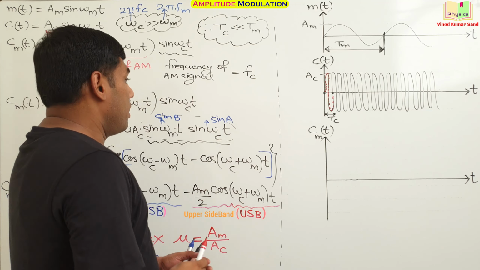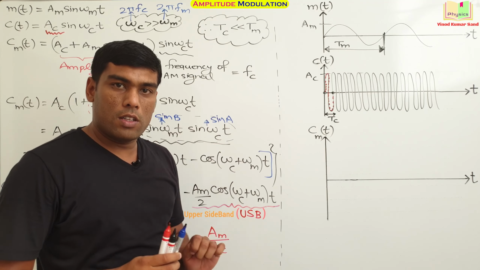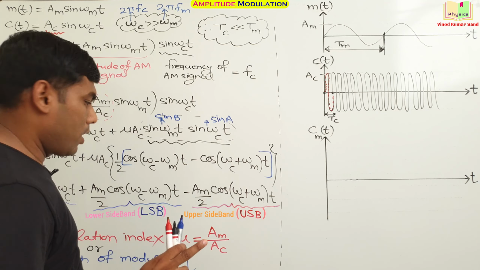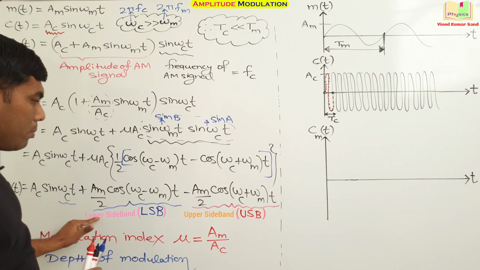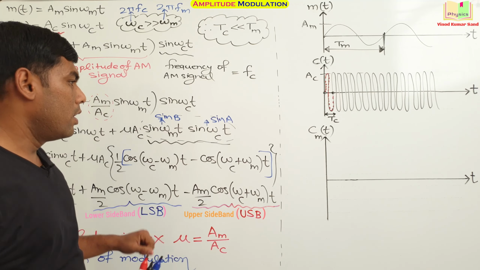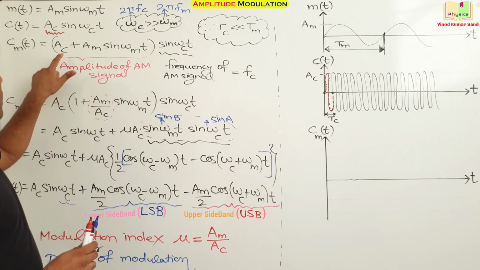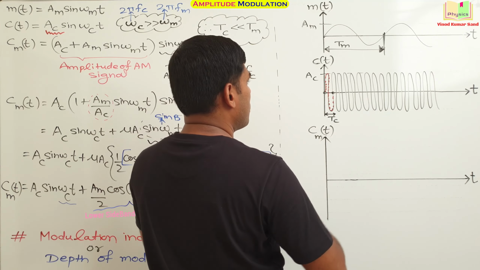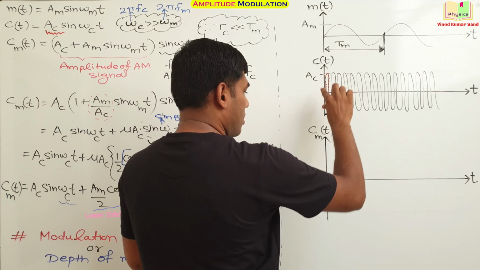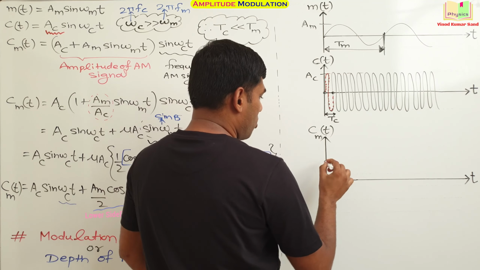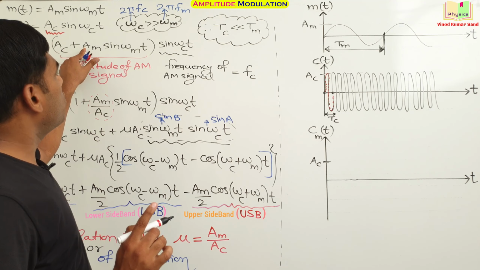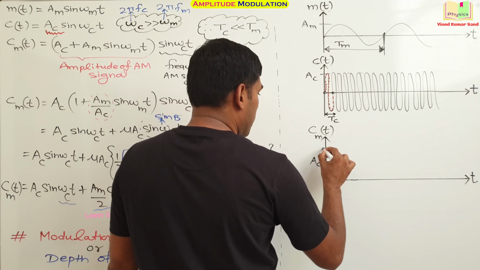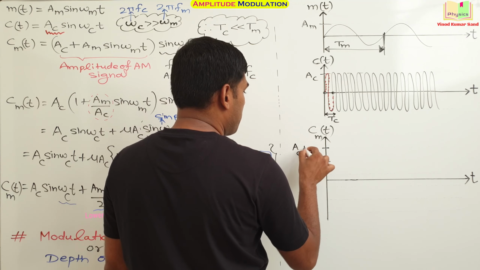Done. Now the most important part of this entire calculation is plotting the AM signal, and for plotting the AM signal we'll be utilizing this expression. We have chosen the AC as the reference. So I'll designate the level AC. If this distance is AC, then here should be the level AC. Now you have to add the message signal. So this level is AC plus AM.